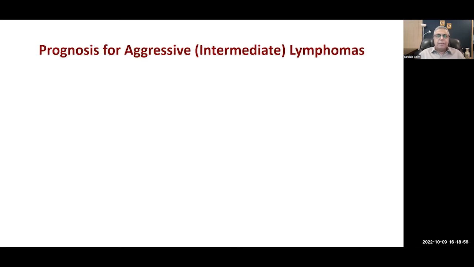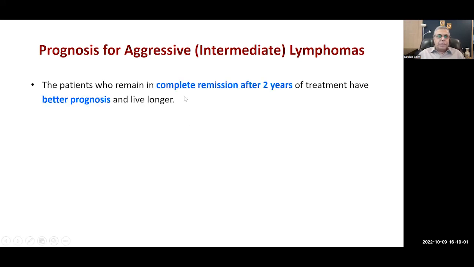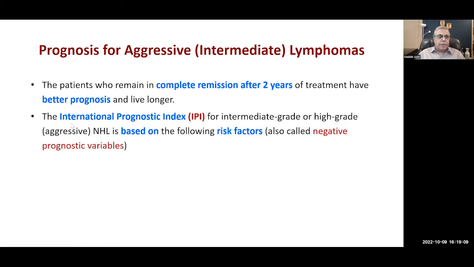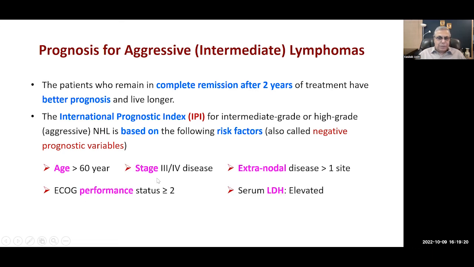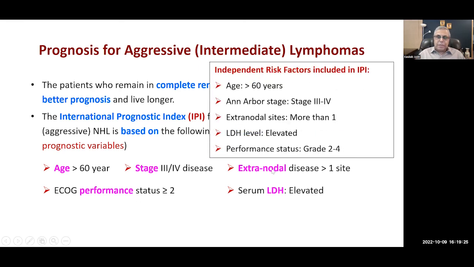The earlier the stage of the disease, the better the prognosis. The patients who remain in complete remission after 2 years of treatment have better prognosis and they live longer. The International Prognostic Index for intermediate grade or high grade NHL is based on the following risk factors. Now, same IPI: age, stage, extranodal, performance status, and LDH levels. This is what we saw in case of follicular lymphoma. Age, again, stage, extranodal, LDH level, and performance status.